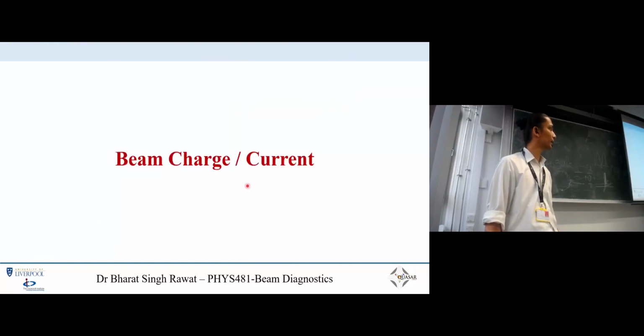So now we measure beam charge. Any questions still here or doubts?